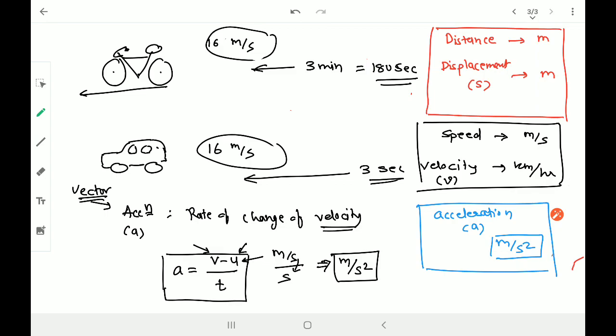I just hope that you understood the concept of distance, displacement, speed, velocity and acceleration. Still, if you are having any confusion, let me know. You can ask doubts on the group directly, as I have already stated. I'll add that in the next video, or I will clear the doubt there itself.